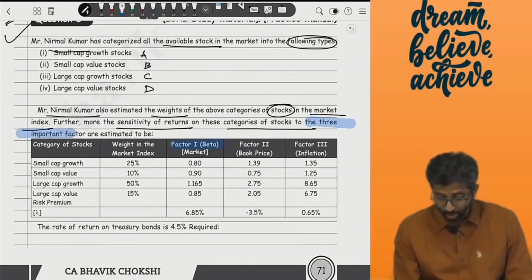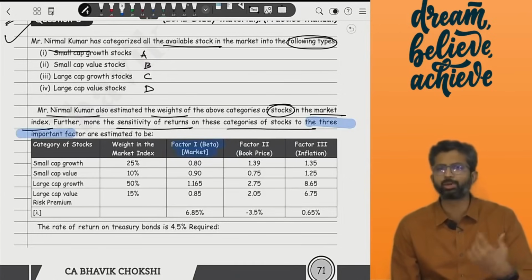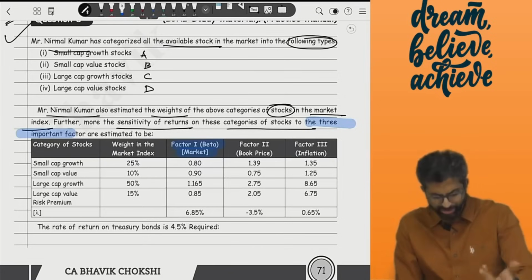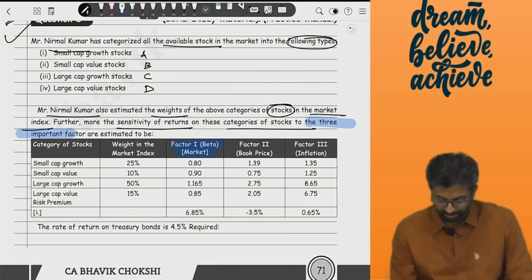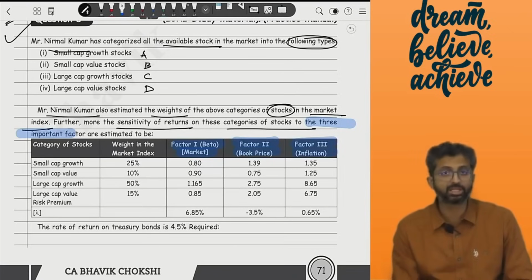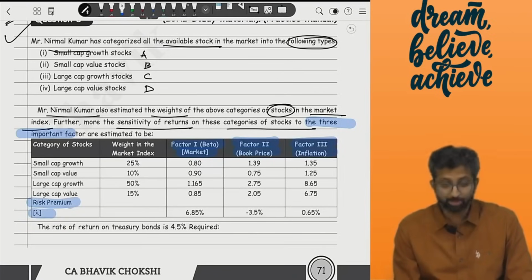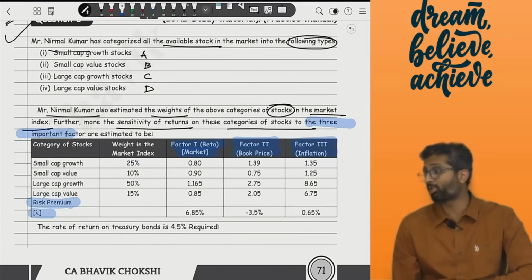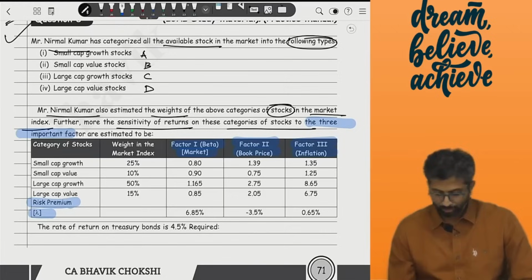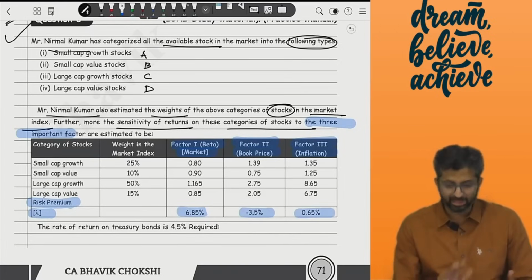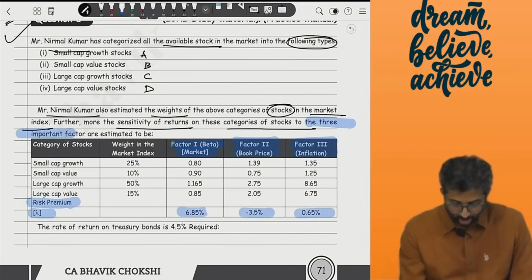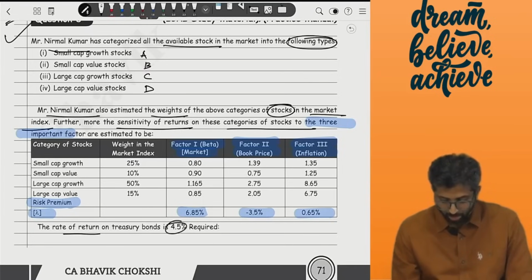Factor 1, which is called a beta, is against the market. Like you might be a brokerage firm like Motilal Oswal or Edelweiss. For you, the market is also an important factor. Factor 2 is the book price, and factor 3 is the inflation. You have been given values for each of these, and at the end, importantly, you have been given the risk premium. Like in the last problem, you had to find the risk premium. Here, the risk premium is given as 6.85, negative 3.5 or 0.65. You are told that the rate of return on the treasury bonds is 4.5%.